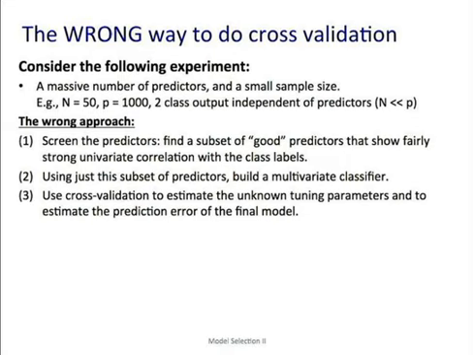Okay, so this is saying the wrong approach is to do the following. And unfortunately, this is a logical thing that somebody might do. One, screen predictors: find a subset of good predictors that show fairly strong correlation with the class labels. Two, using this subset of predictors, build a multivariate classifier. Three, use cross-validation to estimate the unknown tuning parameters and to estimate the prediction error of the final model. Okay, this is a train wreck, although it looks completely fine.